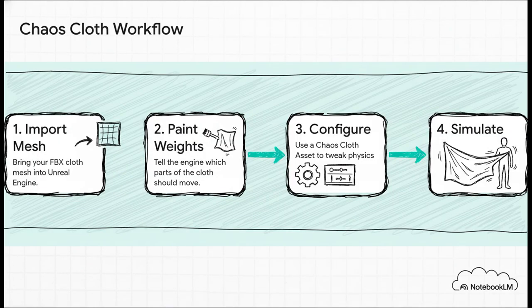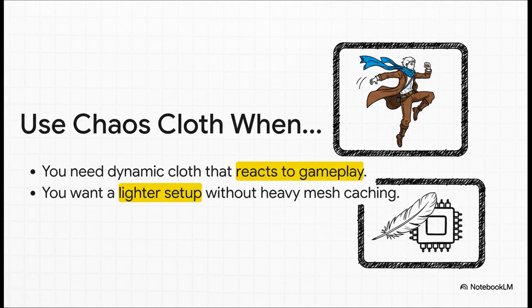The workflow for Chaos is actually pretty straightforward, and the best part is, you do almost all of it right inside of Unreal. You just import your clothing mesh, use the engine's tools to paint on those weights we talked about, tweak a few settings to define the fabric, and that's it. You hit play and see it all happen live. So when do you actually reach for Chaos Cloth? Well, the answer is simple. When you need things to be interactive. Think about it. If your player is running and jumping around, or if there's an explosion, you absolutely want their coat to react to that in real time. That's the magic of Chaos. Plus, it's a much lighter setup because you're not dealing with huge, pre-baked animation files.